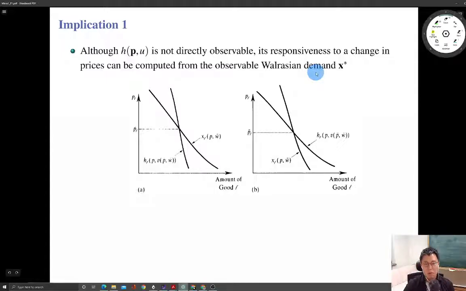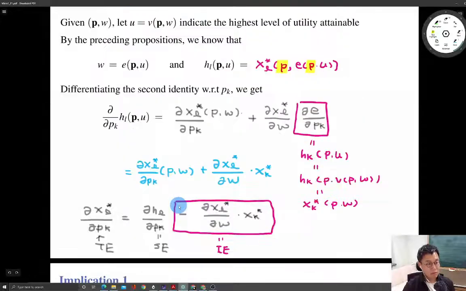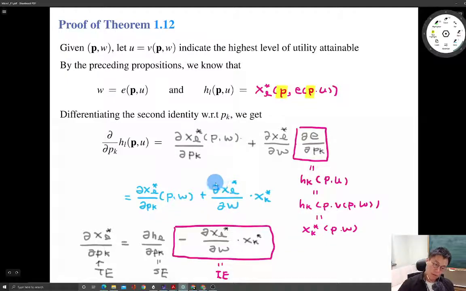So the derivative of Hicksian demand can be written as the derivative of Walrasian demand plus the income effect. Okay, minus income effect plus income effect, it does not matter. The other component. All right, so we have this one. So from this figure, the responsiveness of Hicksian demand is going to be the sum of these two.